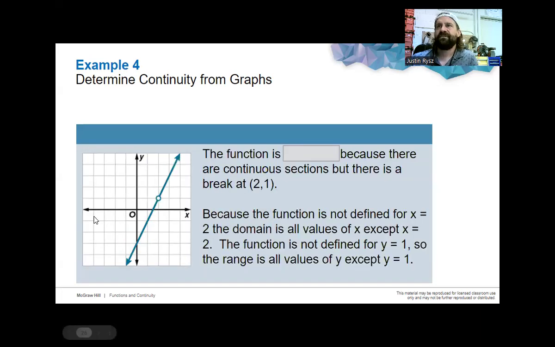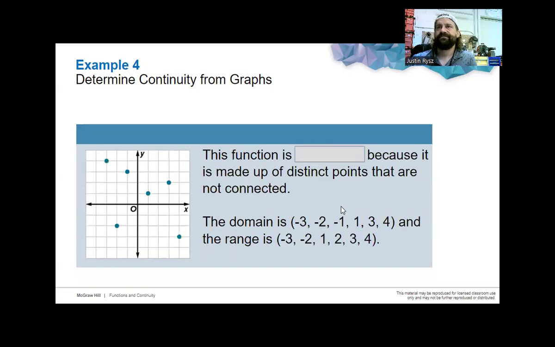All right, this function here is neither. It does make a nice straight line, but there is a break right here at the point (2, 1). We can technically say the domain does not have a 2 value, and we can also say the range does not have a 1 value. It's missing those. Other than that, there are parts that are straight, but there's a gap, so that is neither. That is a discontinuous graph.